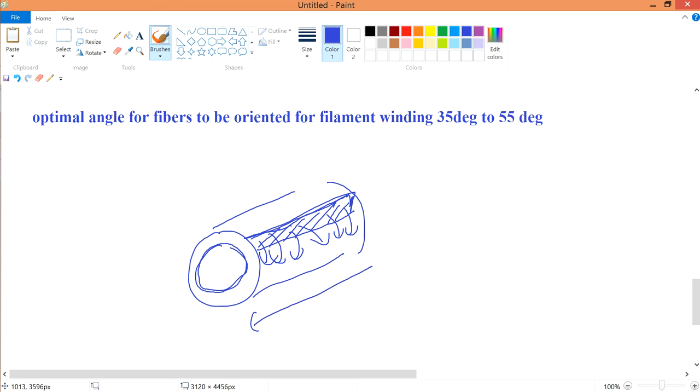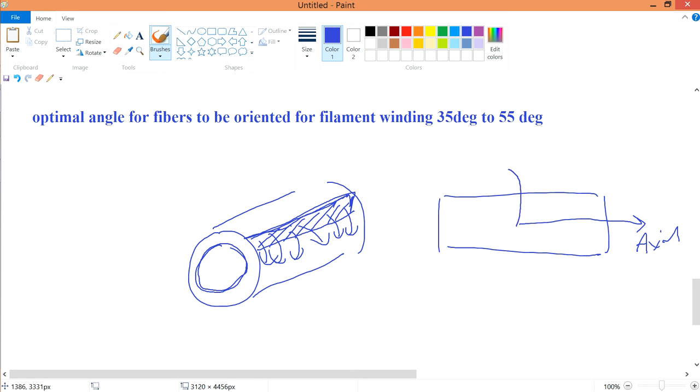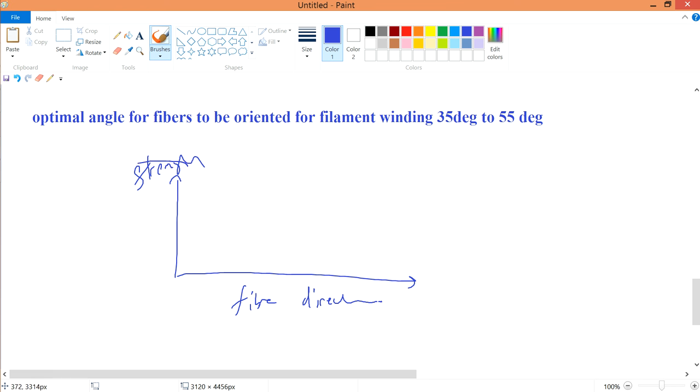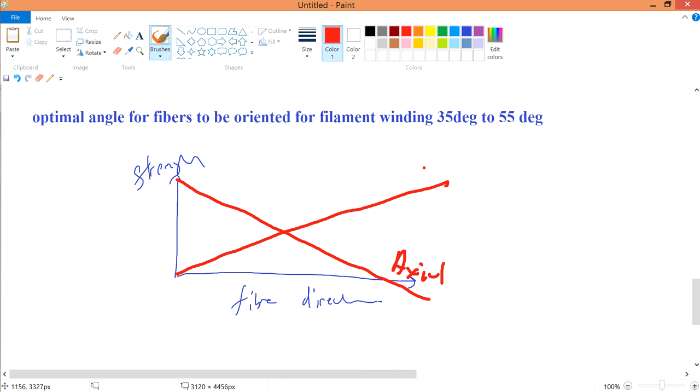So there will be an axial and a hoop stress. If I were to look into this cylinder, this is the axial stress, and this is your hoop stress, going along the cross section of your cylinder. So there will be a graph with your strength and your fiber direction on the x-axis, and you have your axial stress coming in this direction. This is your axial, and you also have this, which is your hoop stress.